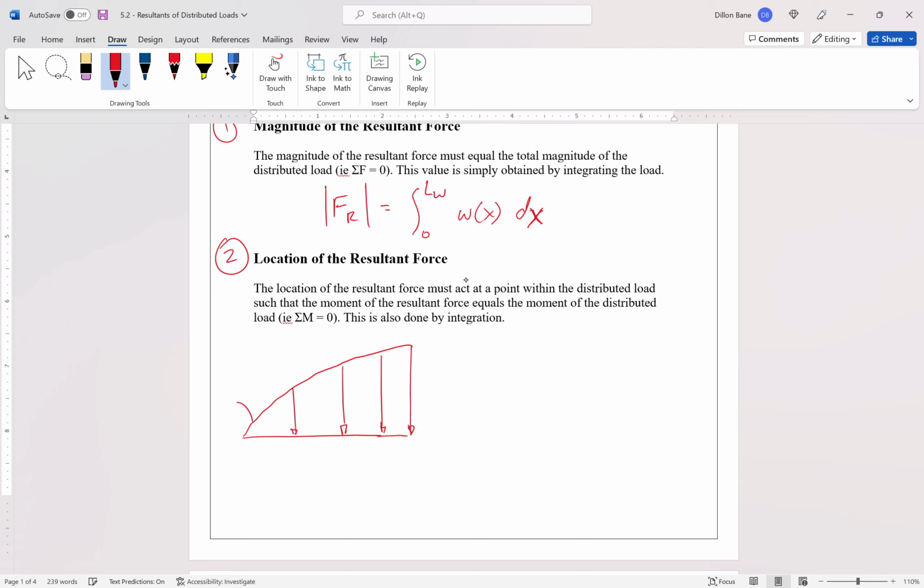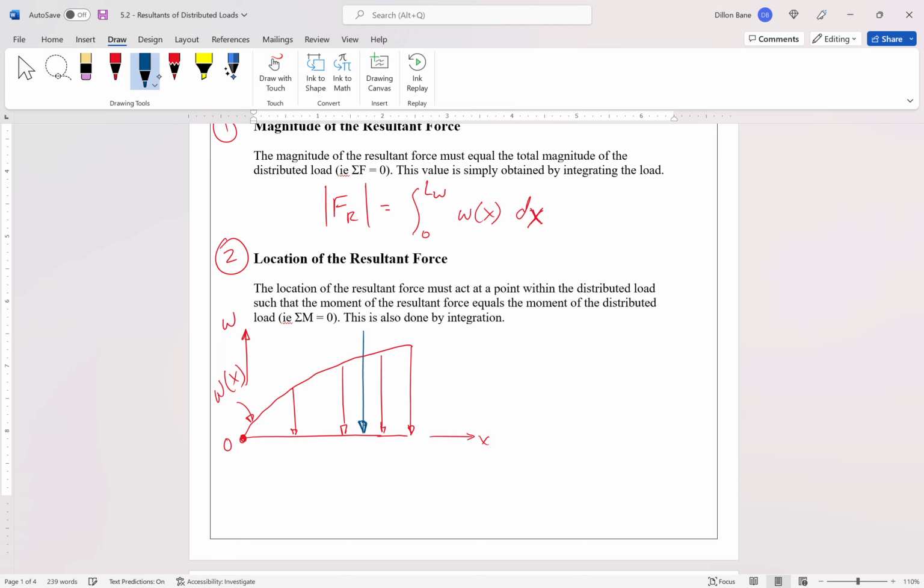All right, so if this is W of x, right? I'm going to say our x-axis is here, and our w-axis is vertical. This will be the point O. This is the origin. We know that the area underneath that W of x curve is equal to the magnitude of FR, right? Also, FR is somewhere here.